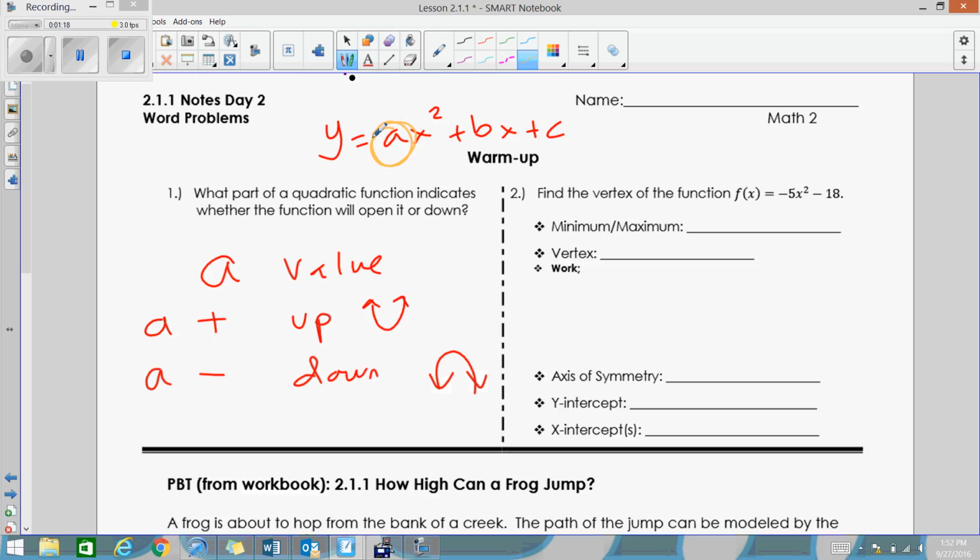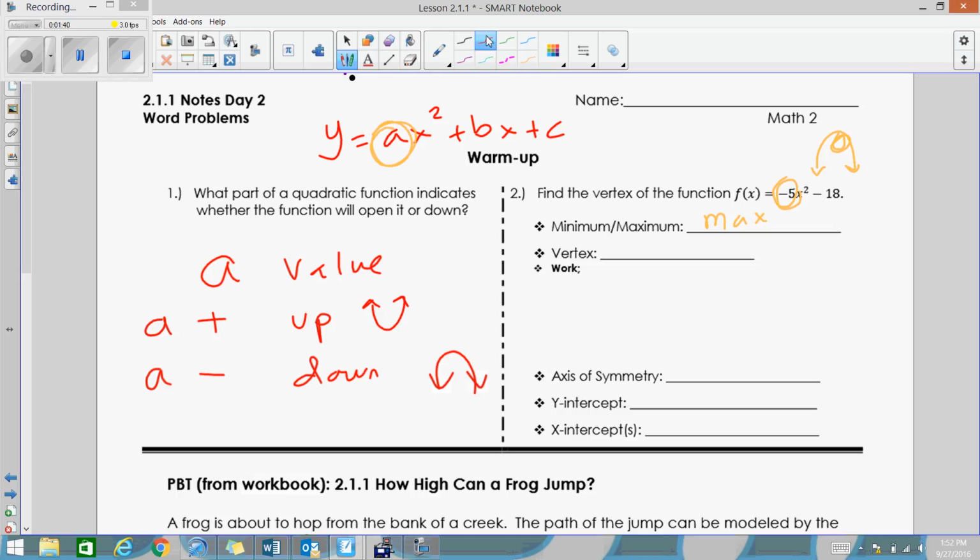Now, number two, find the vertex of the function f of x equals negative 5x squared minus 18. First off, it says, do we have a minimum or a maximum? Well, our A value is negative 5, which means it's going to open downwards. So our vertex is going to be a maximum. So you can write max or maximum. Now, what is the vertex?